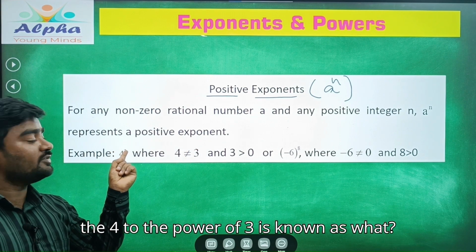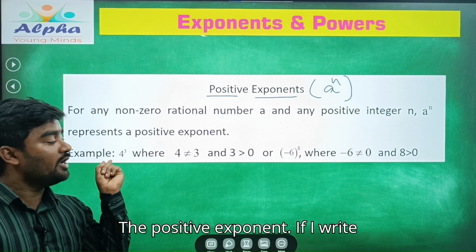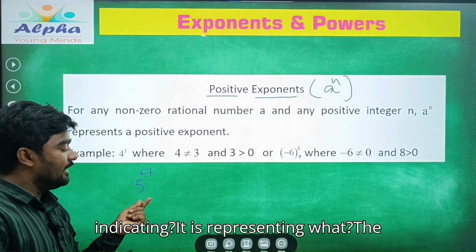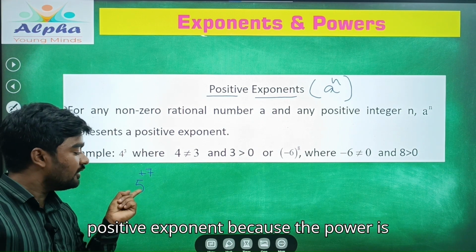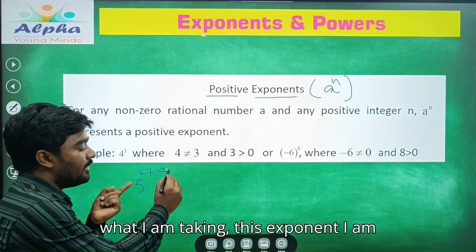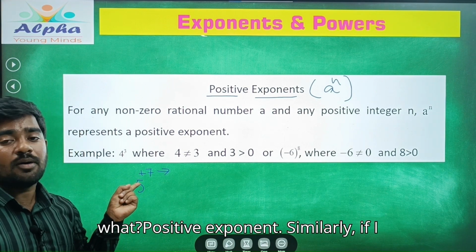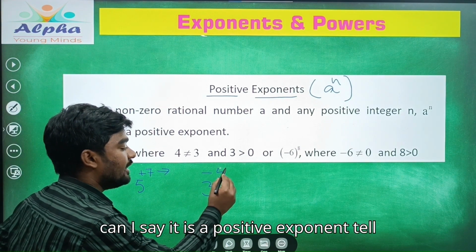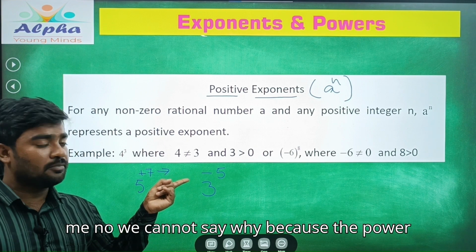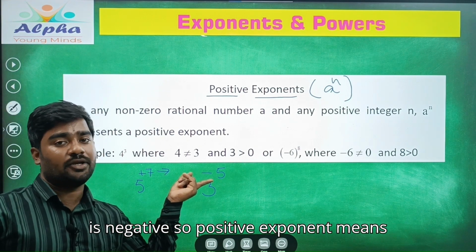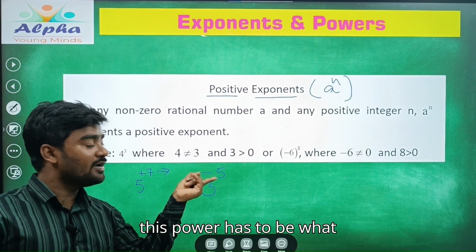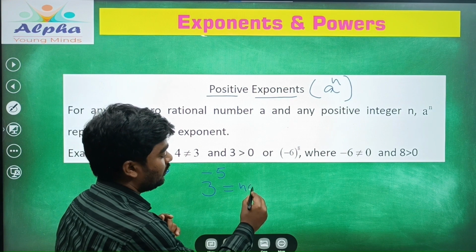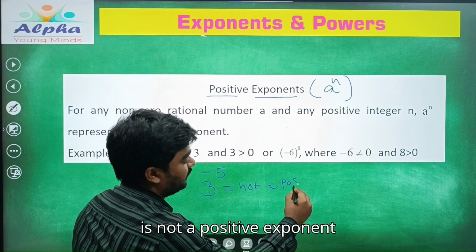Means 4 to the power of 3 is known as a positive exponent. If I write 5 to the power of 7, it is representing a positive exponent, because the exponent I am taking is positive. Similarly, if I write 3 to the power of minus 5, can I say it is a positive exponent? No, we cannot say. Why? Because the power is negative. So for a positive exponent this power has to be positive. So it is not a positive exponent.